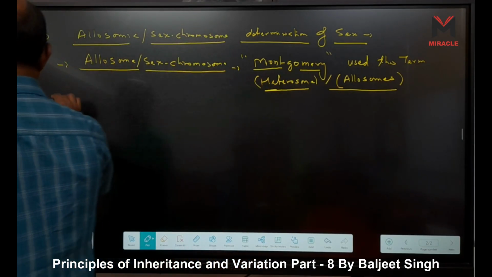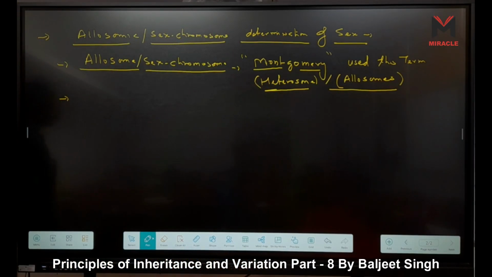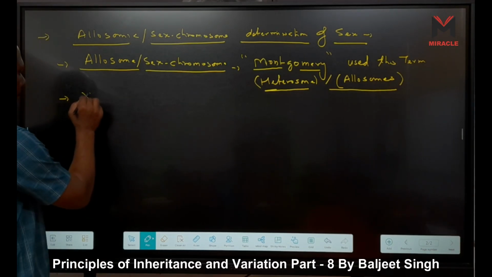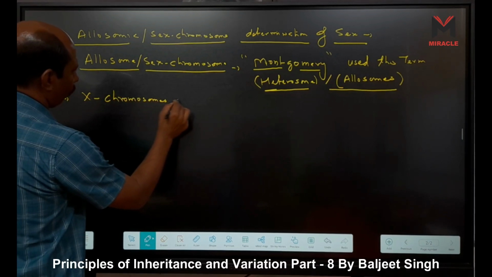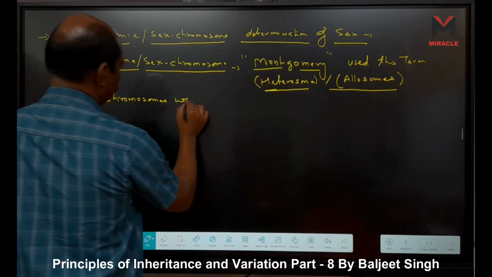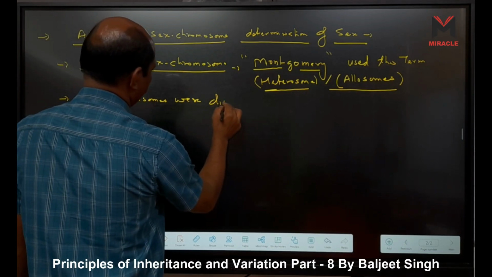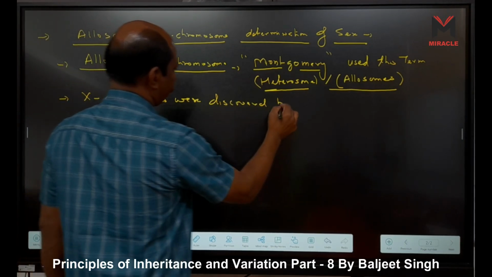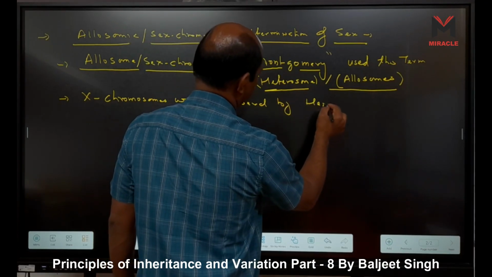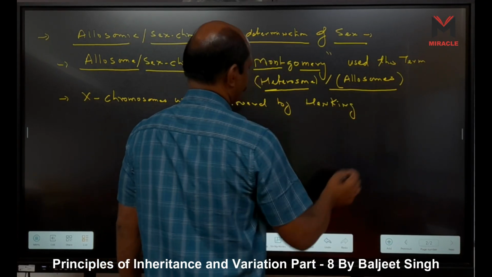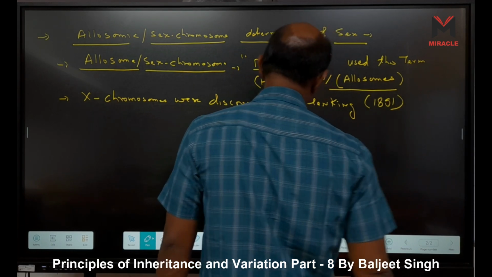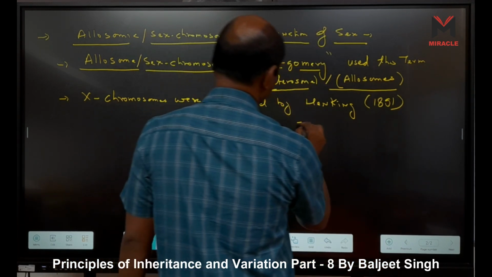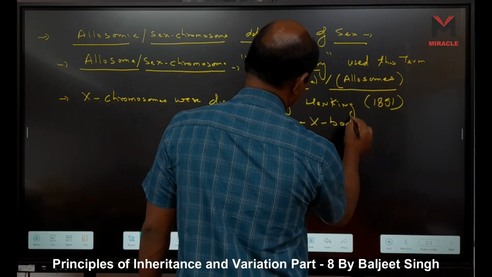Second thing, given in our NCERT: who first discovered the X chromosome? The X chromosome was discovered by Henking, and the figure is also given, in 1891, and he called this X chromosome the X body.